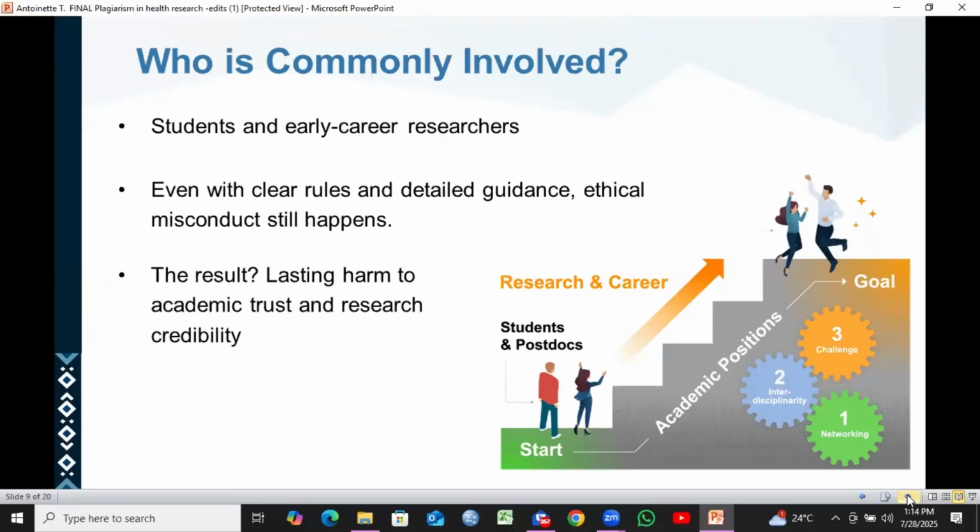When the ethical misconducts are so much, like the falsification, the fabrication, and the plagiarism, when it is a lot, there is going to be a lack of trust in academia and research credibility. So even those who are working on the ground, even those who are doing the real work, are not going to be trusted because of those who practice ethical misconduct.